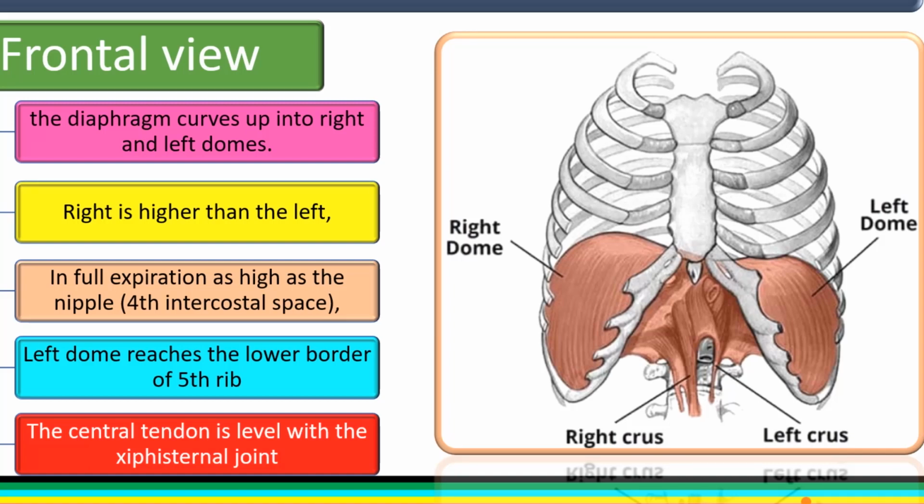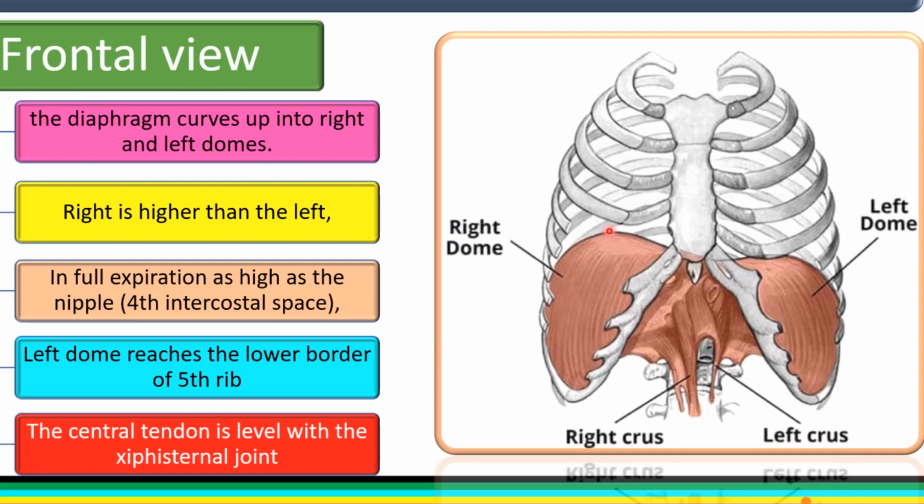As we noted earlier, the right dome is higher than the left dome. Now, it's also noted that in full expiration, the right dome can go as high as the fourth intercostal space. Now, the level of the central tendon, which we had already noted to be at the level of the xiphisternum, when traced posteriorly, can be seen at the level of the T9 vertebra, or depending on the classification we're using, the intervertebral disc between T8 vertebra and T9 vertebra.